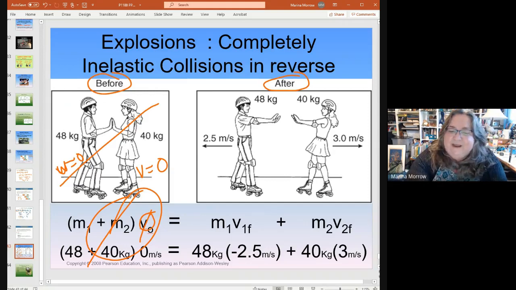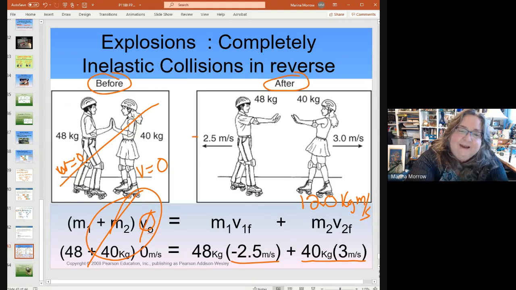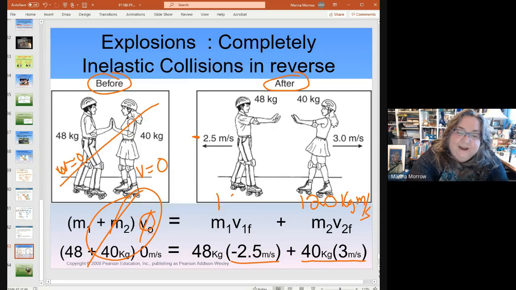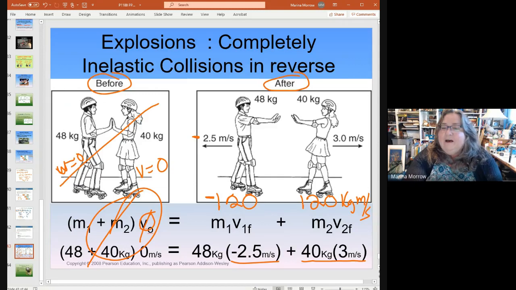So they push off with some amount of force. They change their momentum. Now, if we take the numbers, she's 40 kilograms. She's moving at 3 meters per second. That is 120 kilogram meters per second. For the boy, he's going backwards, so we have to remember the negative sign. Backwards is negative. So for him, 48 times 2.5, guess what? That is also 120 kilogram meters per second, but it's negative because he's in the opposite direction.